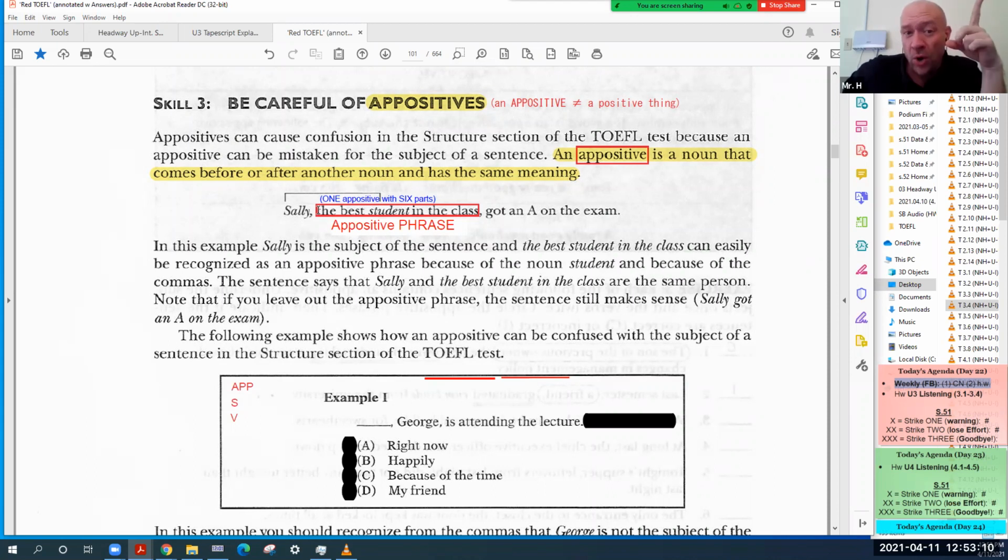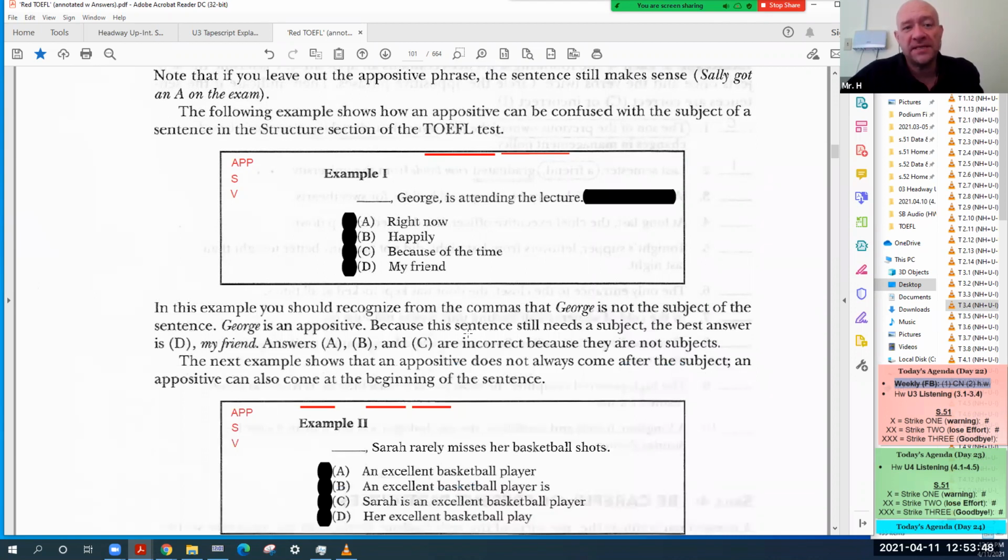Maybe it's a noun with many parts. Do you understand? This appositive has 6 parts, you see. Now, the best student in the class. What is in the middle here is a noun. This is not just an adjective. This is a noun or a noun with many parts. Okay. Let's see if we can look at some examples here.